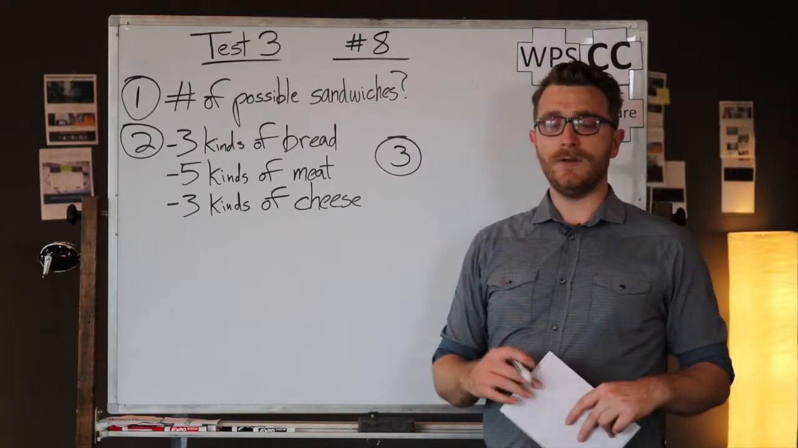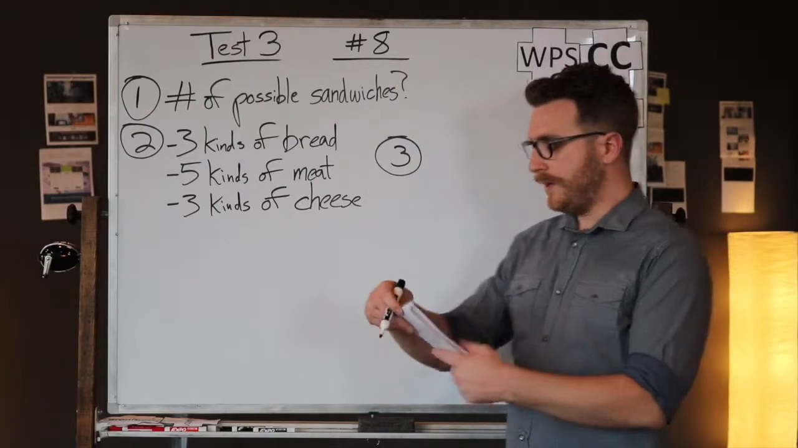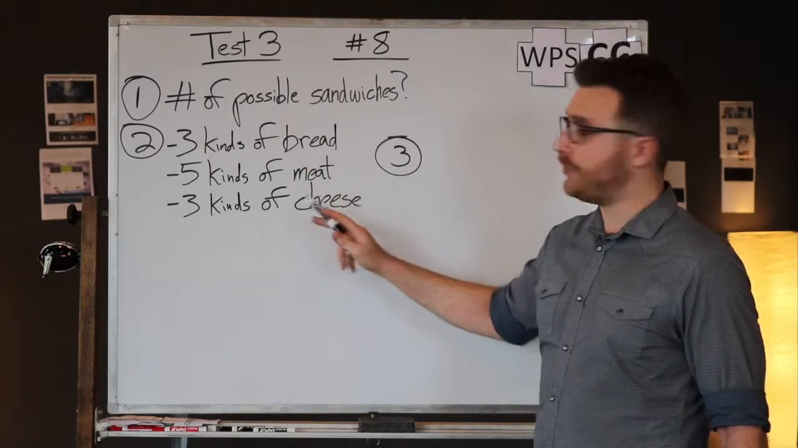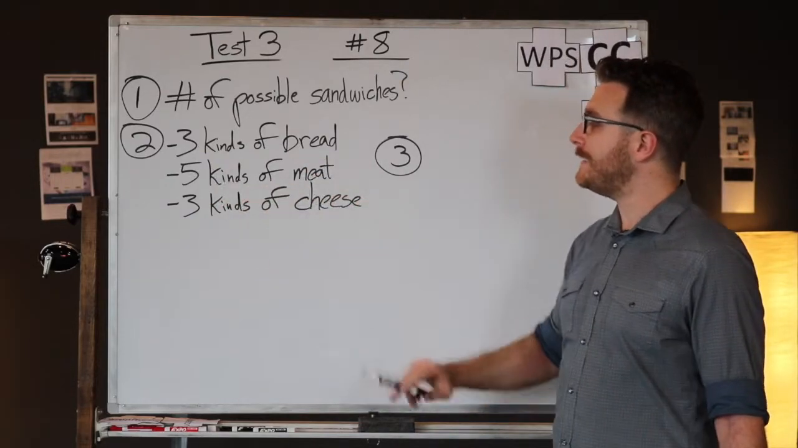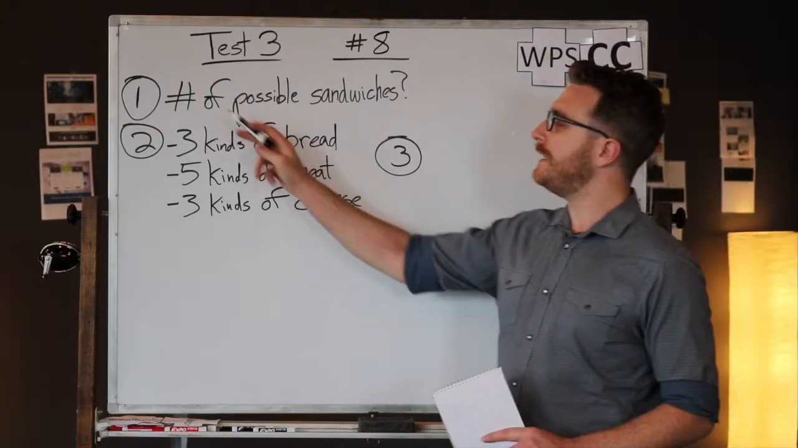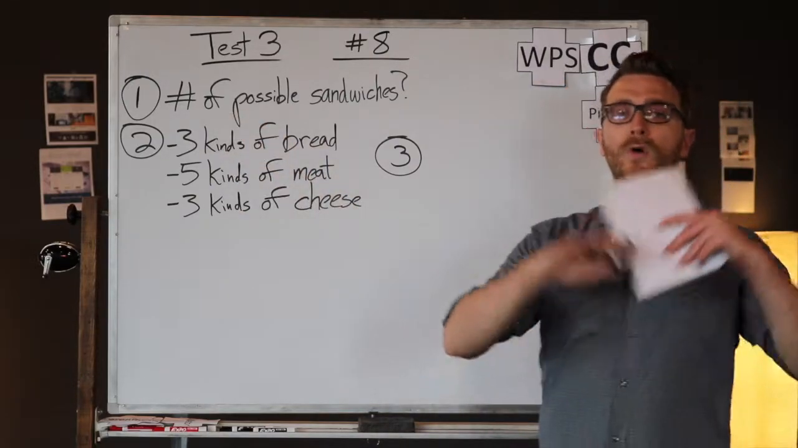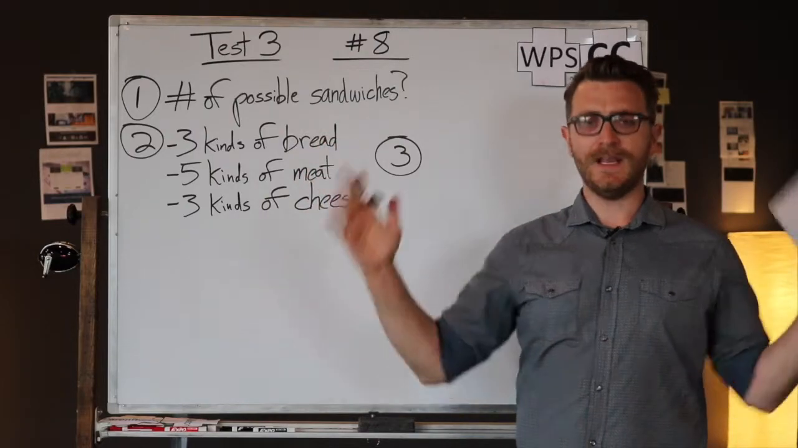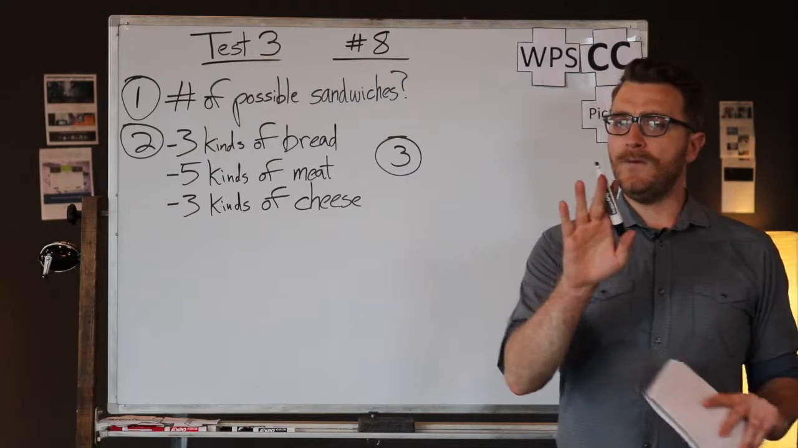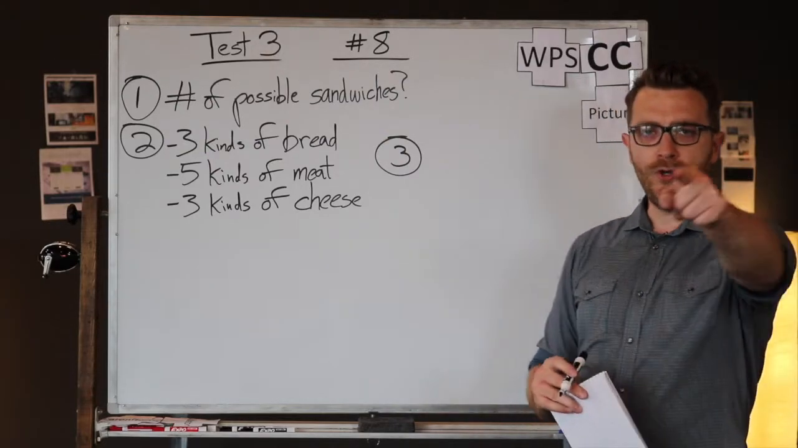We're trying to find what information we already know. The problem tells us there are 3 different kinds of bread at their shop, 5 kinds of meat, and 3 kinds of cheese. With all of these combinations, what is the total number of possible combinations that could be created from these ingredients? Now, if you know how to solve this, you can do it in a flash.